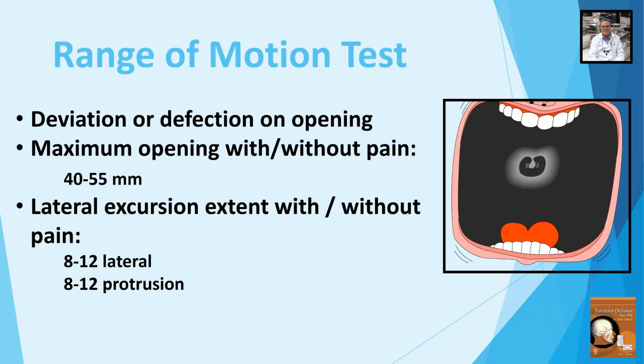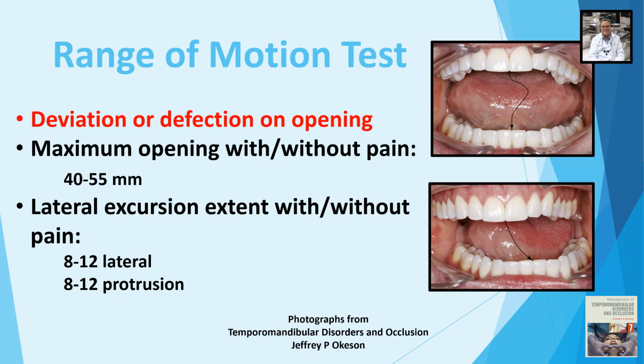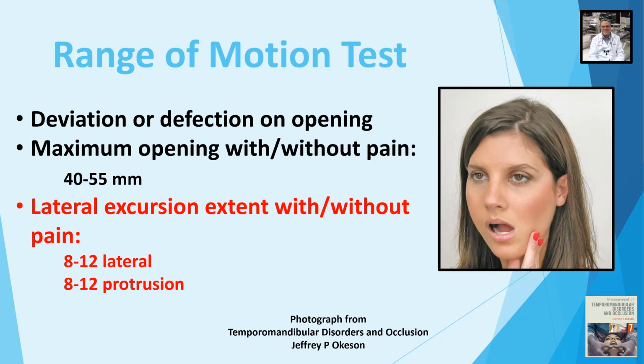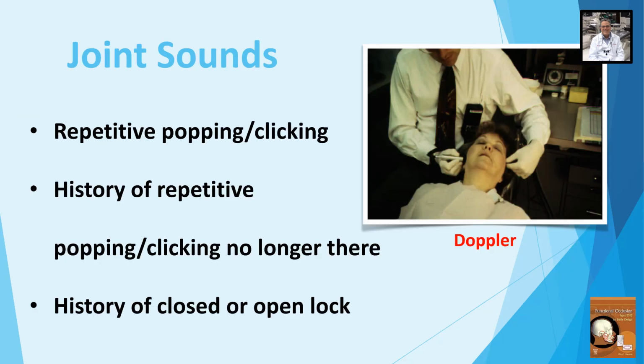Then we'll do a range of motion test. We will ask them to open as wide as they can, and we'll look as they're opening if they have any deviations or deflections. And normal maximum opening can be within 40 to 55 millimeters, and we see if they have that kind of range and whether or not there's pain or not pain. And we'll have them go right and left when they're halfway open with the same idea. Have they got normal range? Is it painful? This is data that we're gathering, we're recording to assess the range of motion.